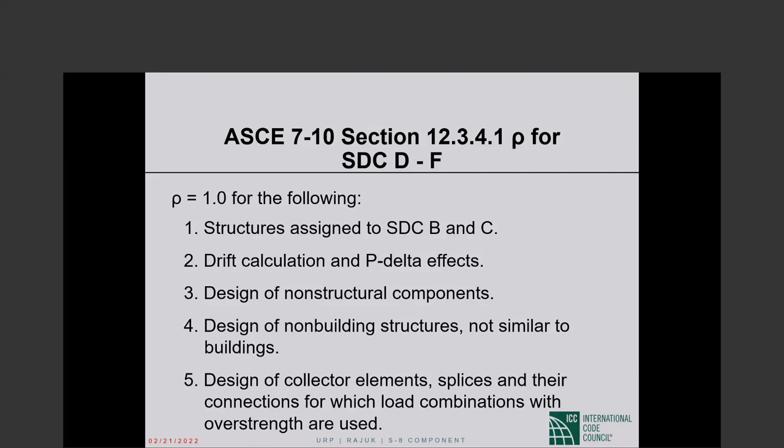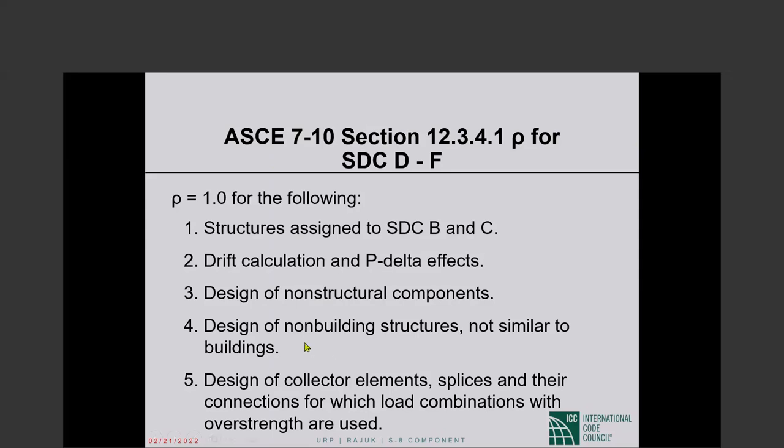Design of non-building structures not similar to buildings. Non-building structures, again, we will discuss tomorrow. Very broadly speaking, every non-building structure is put into one of two categories: non-building structures similar to buildings and non-building structures not similar to buildings. Non-building structures similar to buildings are treated like buildings, and the rho factor is whatever it is, but for non-building structures not similar to buildings, rho can be taken equal to 1.